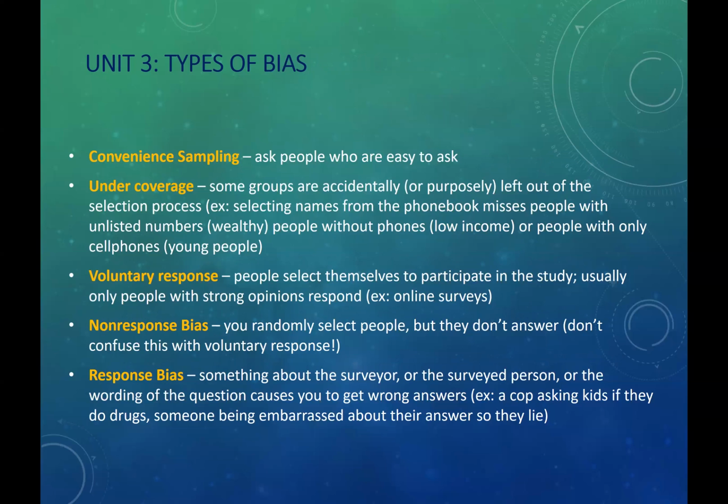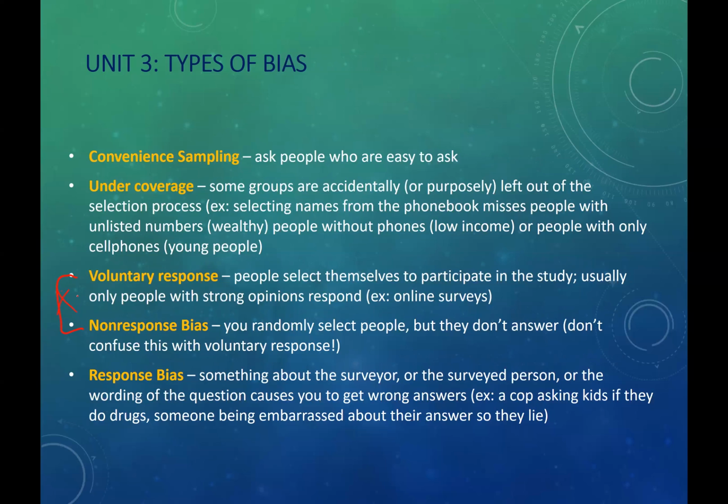Non-response bias is where you do randomly choose people, but then people don't respond. Non-response and voluntary sound kind of similar. They have kind of the same effect. But voluntary is where people volunteer. You never did a random selection. Non-response is where you did a random selection, but then some people did not respond to your survey. So those never happen at the same time. These cannot happen together. Both of them can happen with any of the others, but they do not happen together.